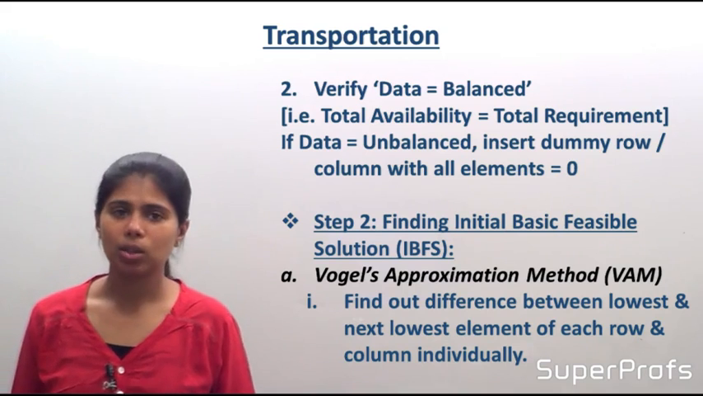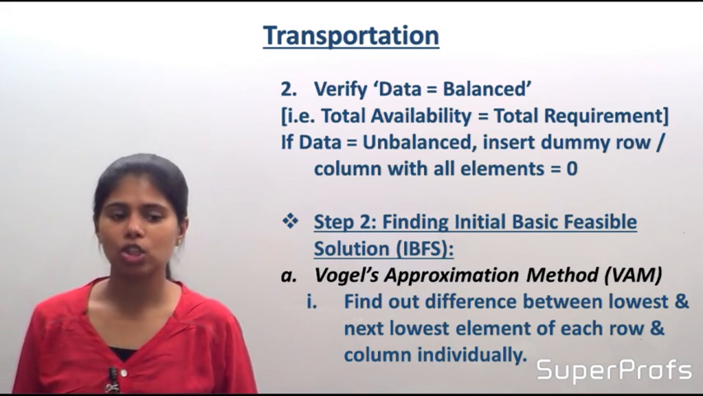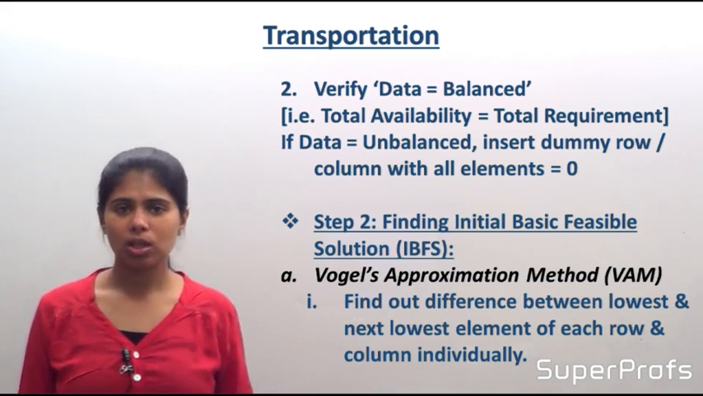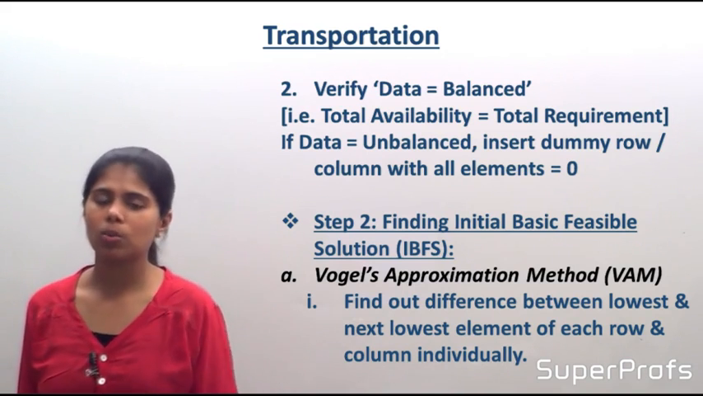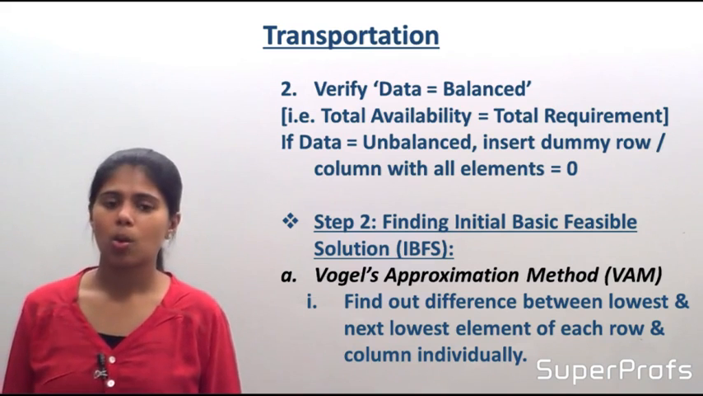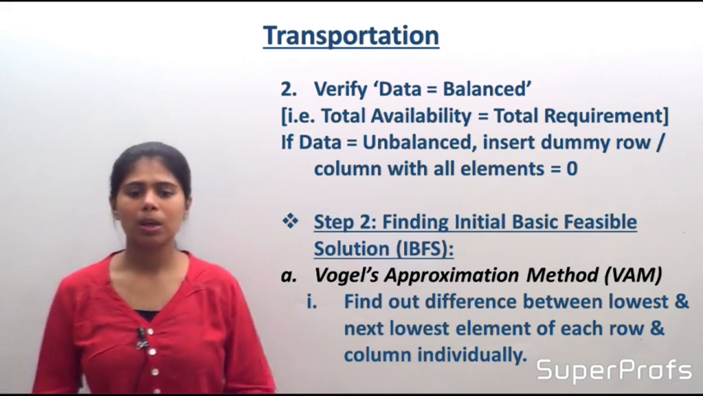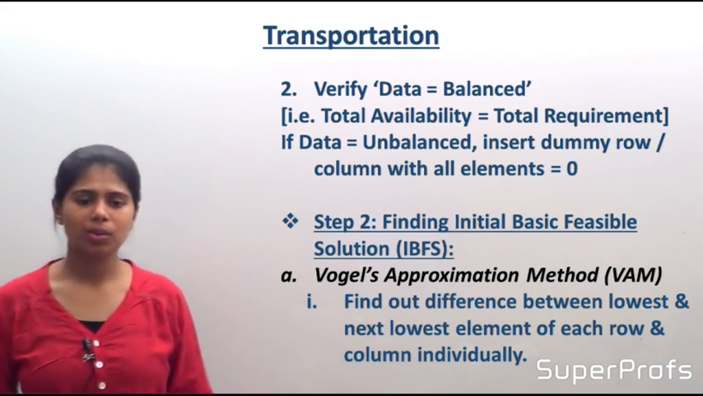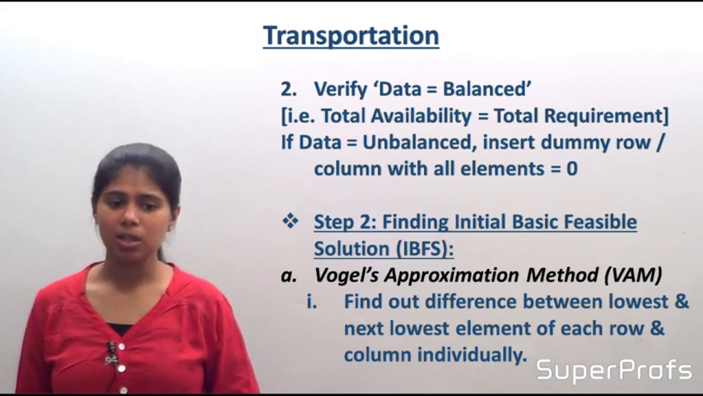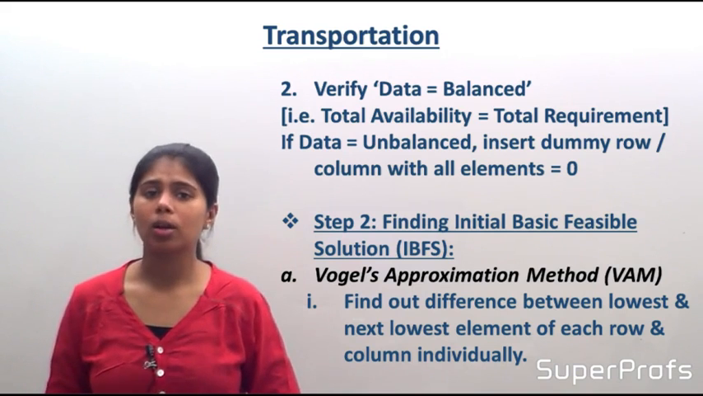Now let's get into the next step, which is finding out the initial basic feasible solution, IBFS. There were 3 methods under this, and the first method was Vogel's approximation method, VAM, which is the most important of the lot. What do we have to do here? We have to find out the difference between the lowest and the next lowest element of each row and column individually.